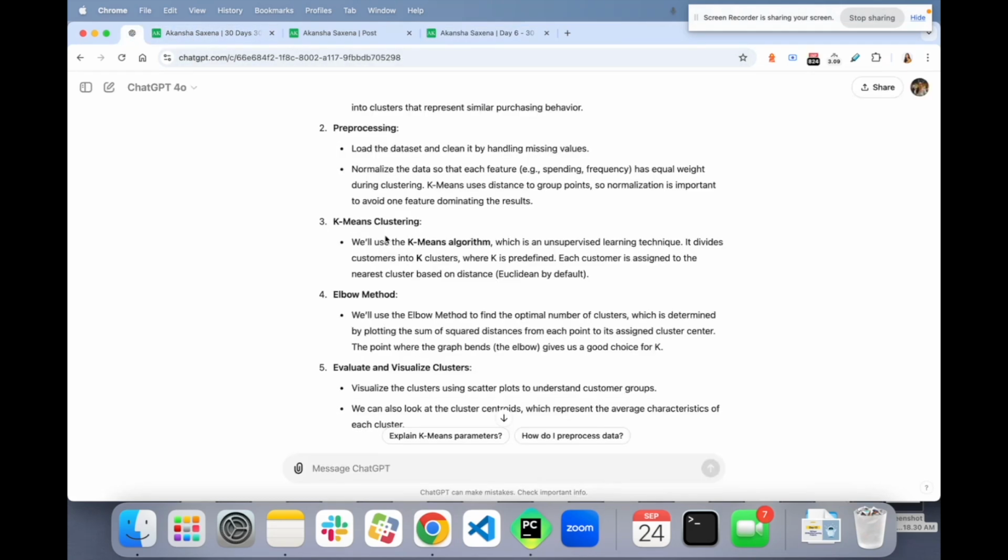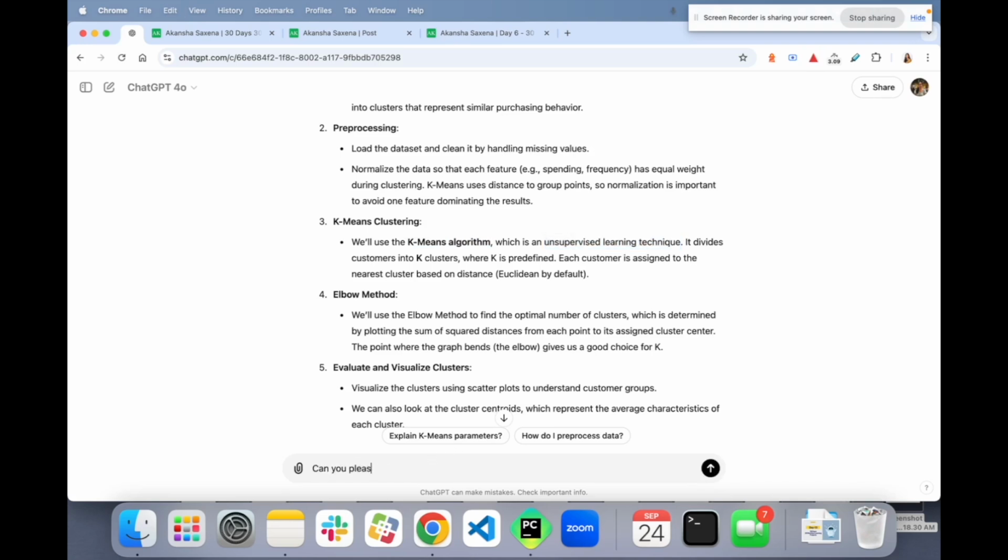Now I'll come back to this. We will be applying scaling to normalize the features. Then we will use the k-means algorithm, which is an unsupervised learning technique. If you remember, we have been implementing supervised learning techniques only until now. So we will first understand what this unsupervised learning technique is, and then we will understand what the k-means algorithm is.